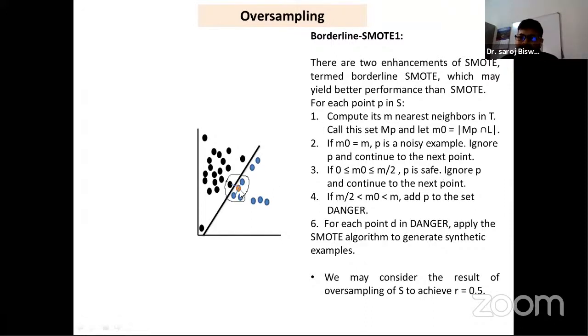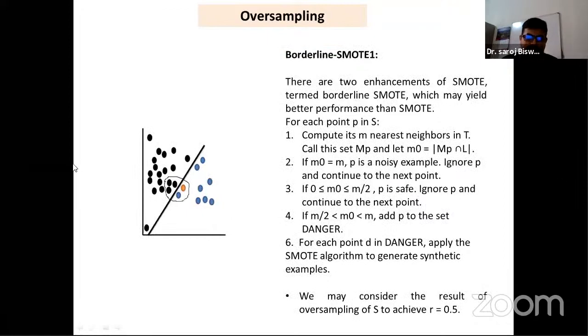So if P occurs in such a situation, then again this P is not selected, because P is safe. Now come to the third point. Here we have chosen a third point.